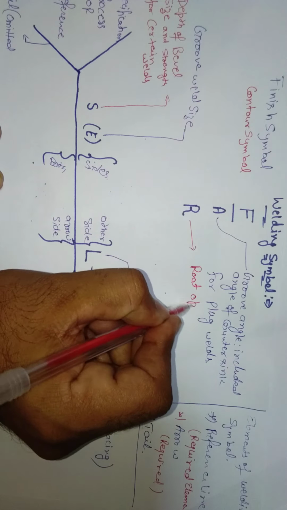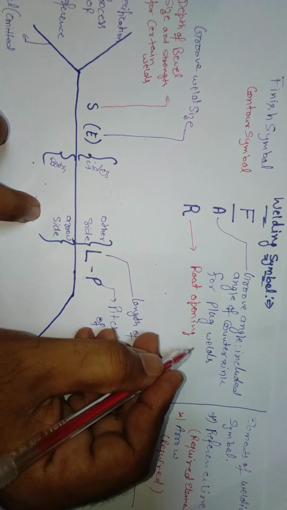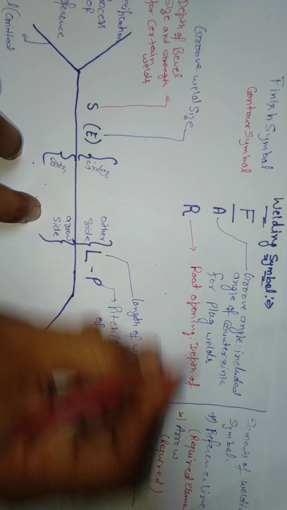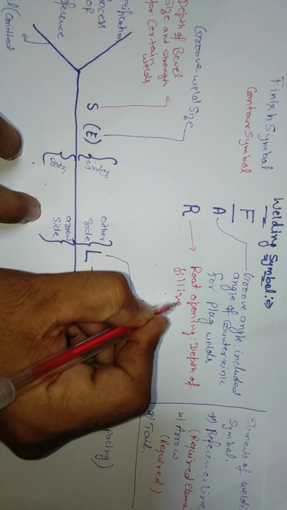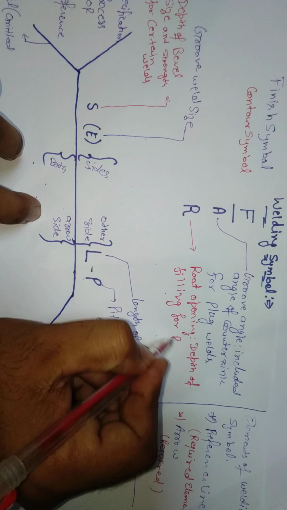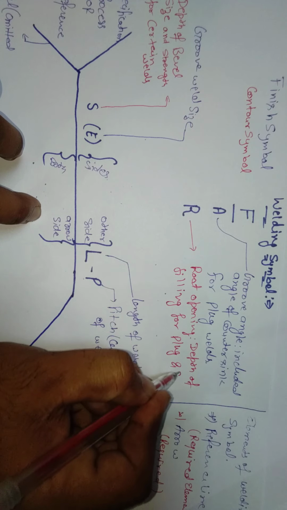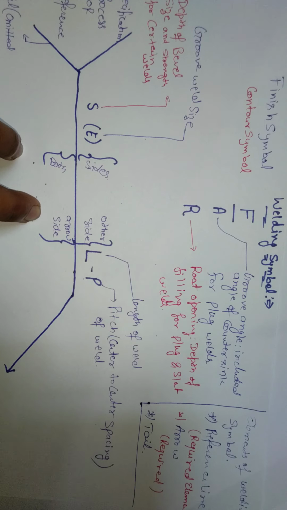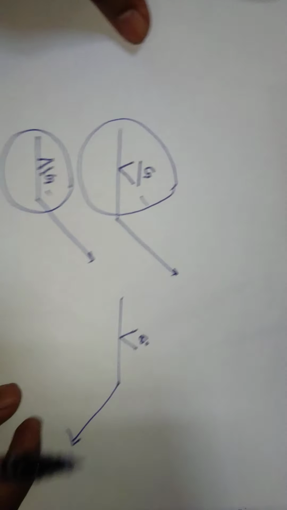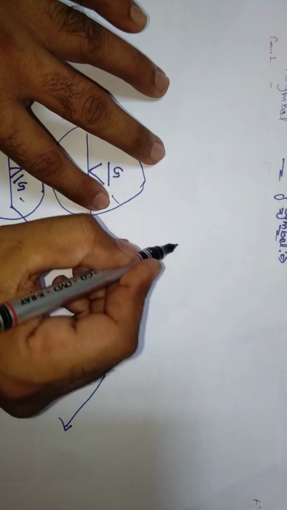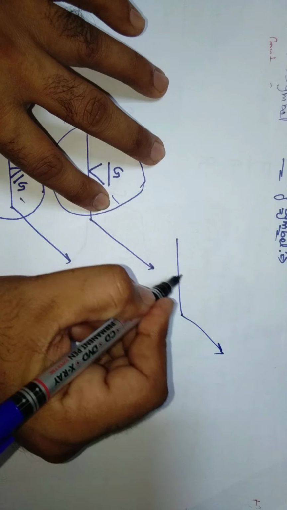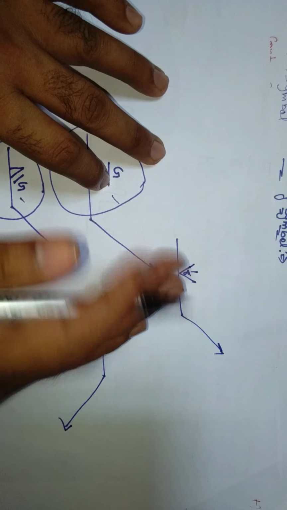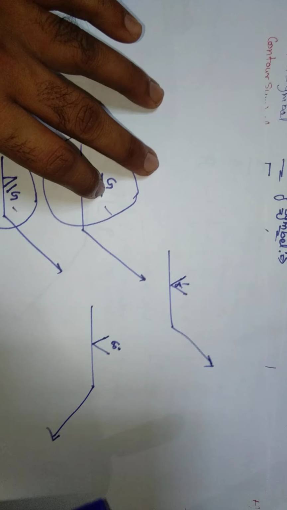Root opening and depth of filling for plug and slot welds. This dimension is placed within the weld symbol like this. 1/8. 1/8 is the root opening between the pieces we need to join.